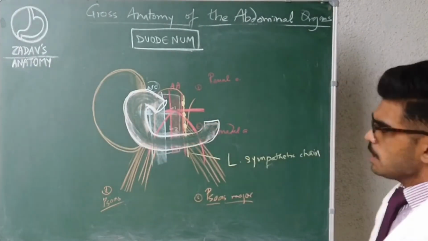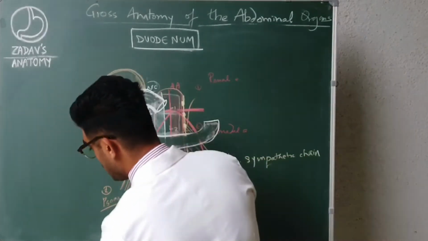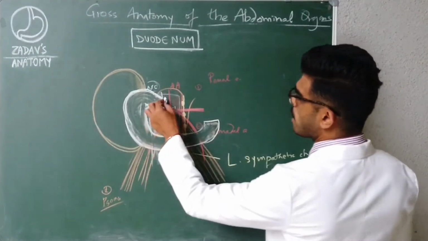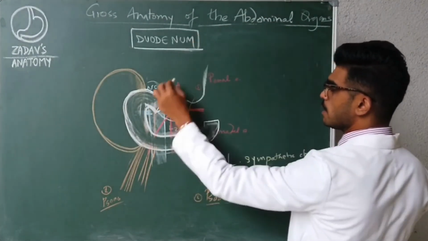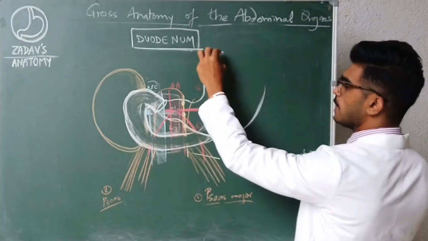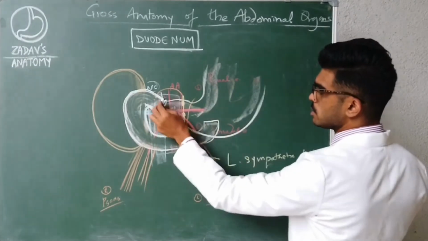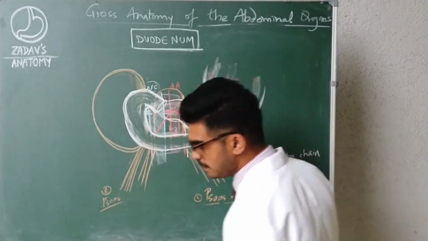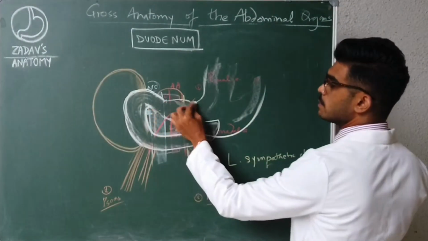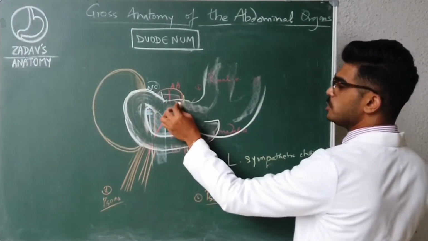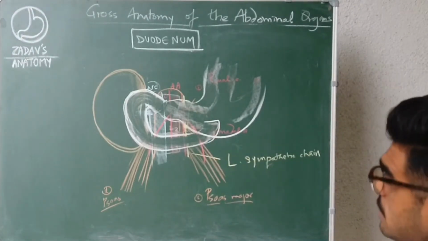Now, the other amazing thing I want you to start imagining is the pylorus and the stomach. So try to understand that the lesser curvature is related to a double fold of peritoneum that is known as the lesser omentum.